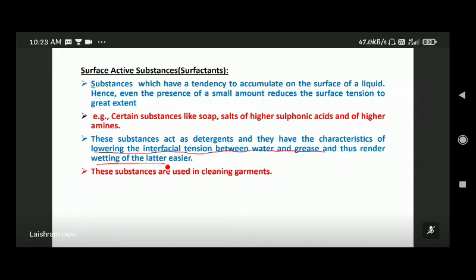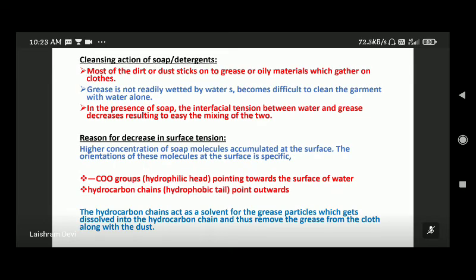Yes, ma'am. I think the cleansing action of soaps, you must have enough idea about micelle formation and all. So this is related to that only, because detergent is also some kind of soap, right? So this is the cleansing action of soap and detergent. How do detergents or soap play a role in cleansing our dirty clothes, right?